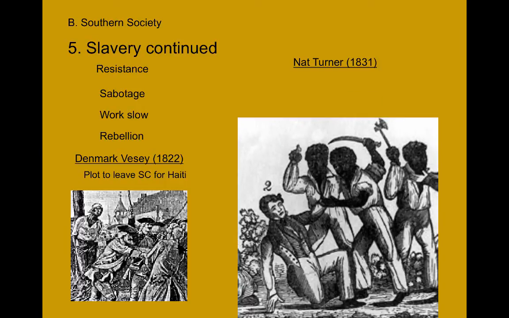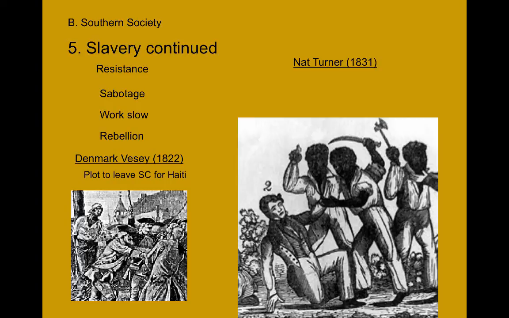Next, we see the Nat Turner Rebellion in 1831. Nat Turner is a slave in Virginia, and his goal is not to escape to Haiti, but to create a slave army. He and his fellow conspirators plot to kill the white people on the plantation that they belong to, then to steal their guns and their knives, and then go to the next plantation at night and kill the owners there, freeing those slaves, and the slave army grows and grows and grows.